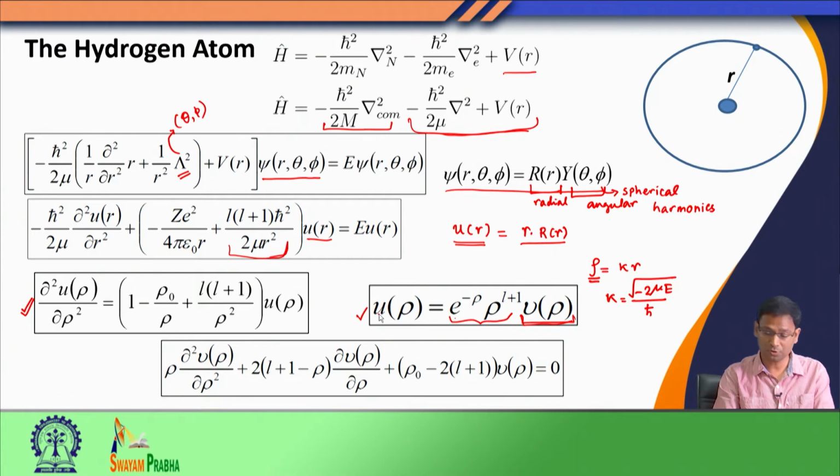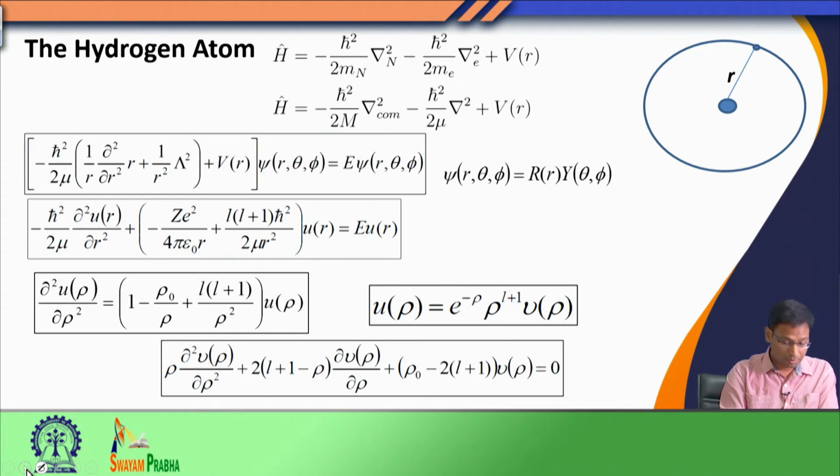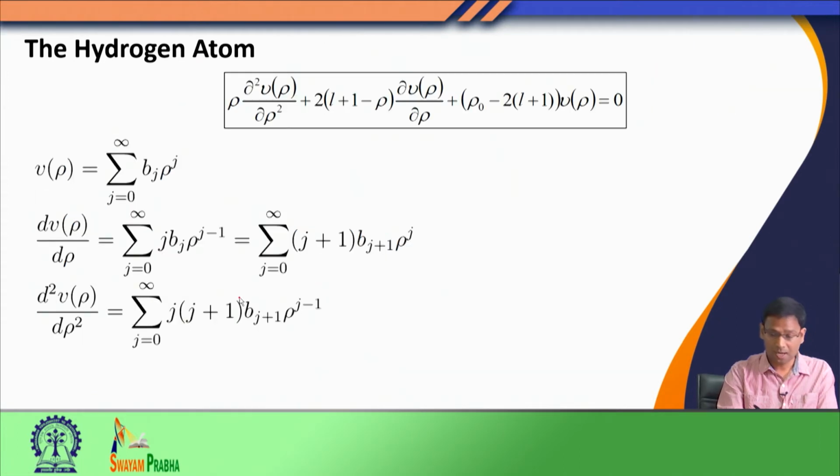So, therefore, we applied this u of rho in this differential equation and wrote down another differential equation, but this time the differential equation is written in terms of v and not in terms of u, where we have introduced the consequence of these two asymptotic parts of the solutions into this equation. So, this is the differential equation we had in terms of v.